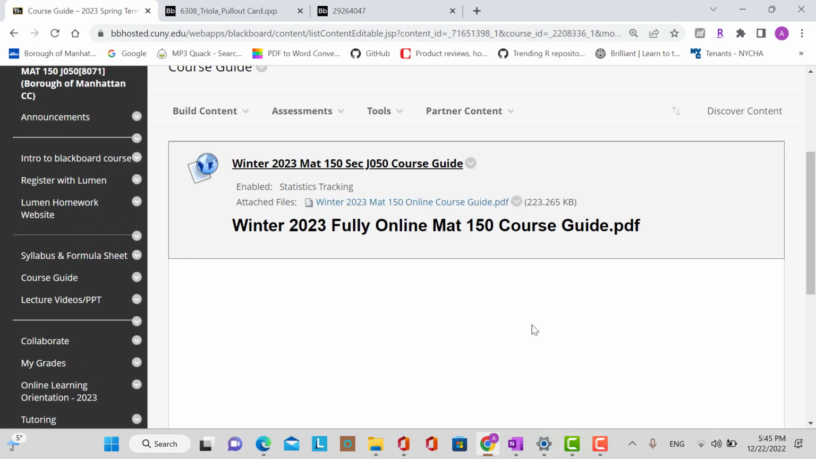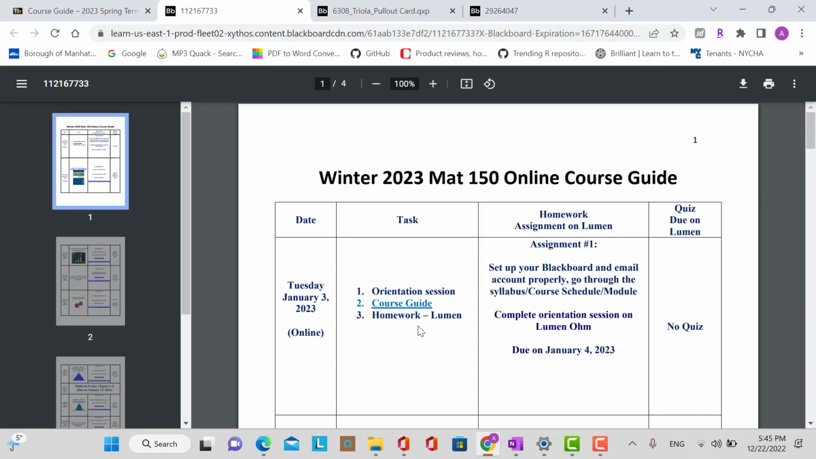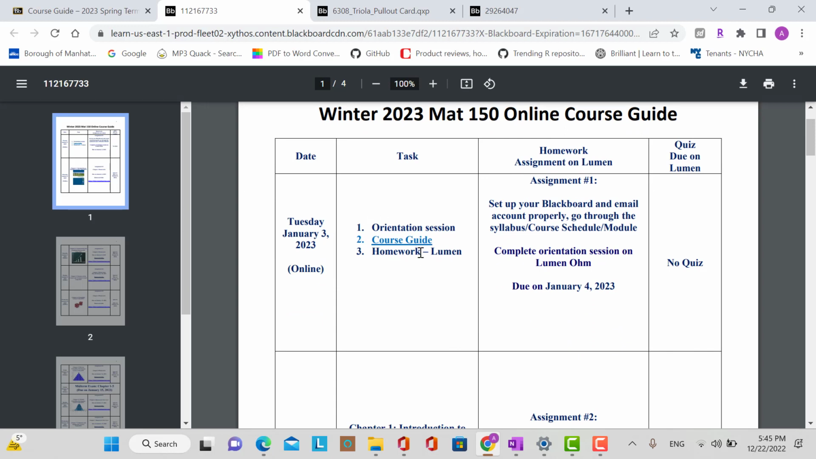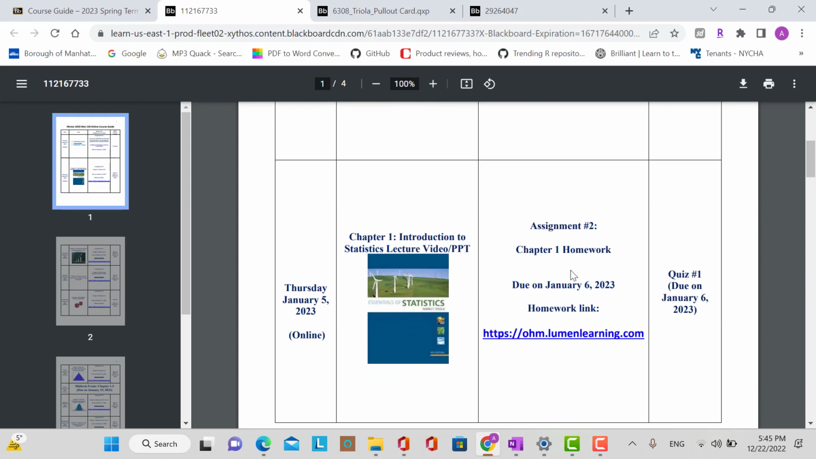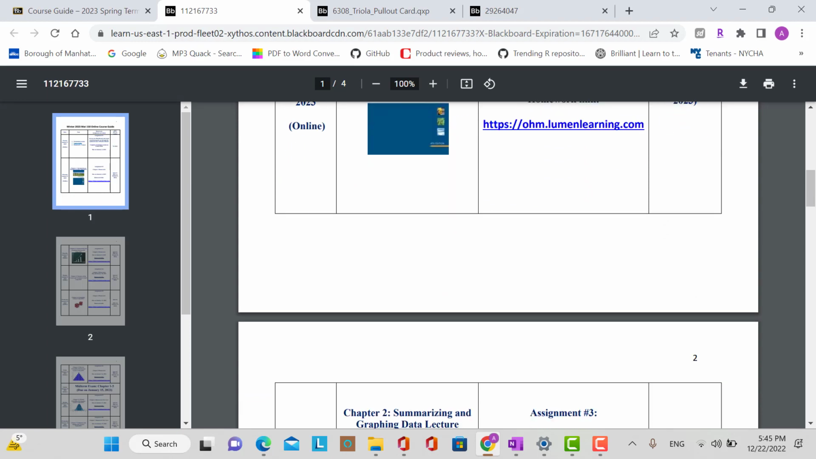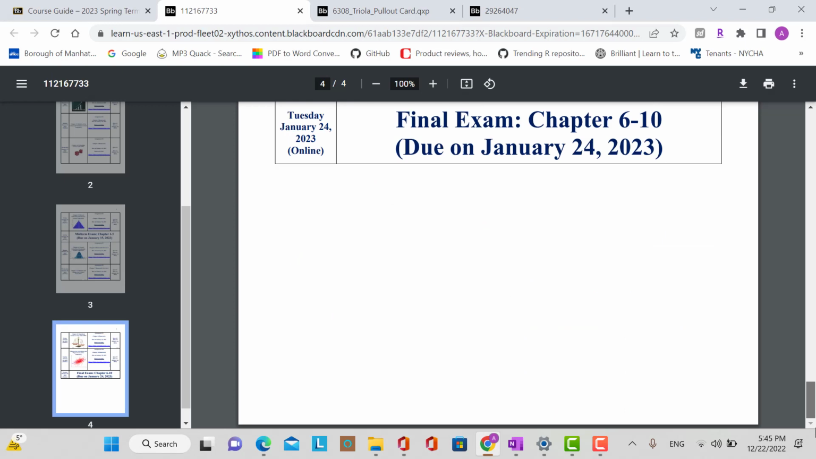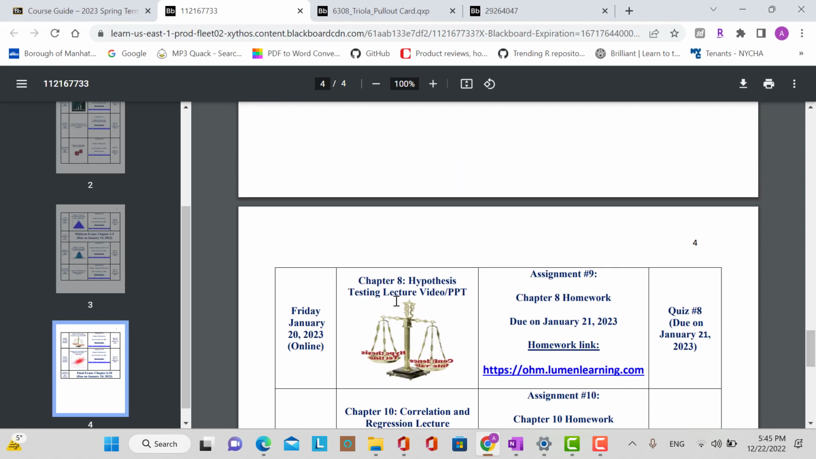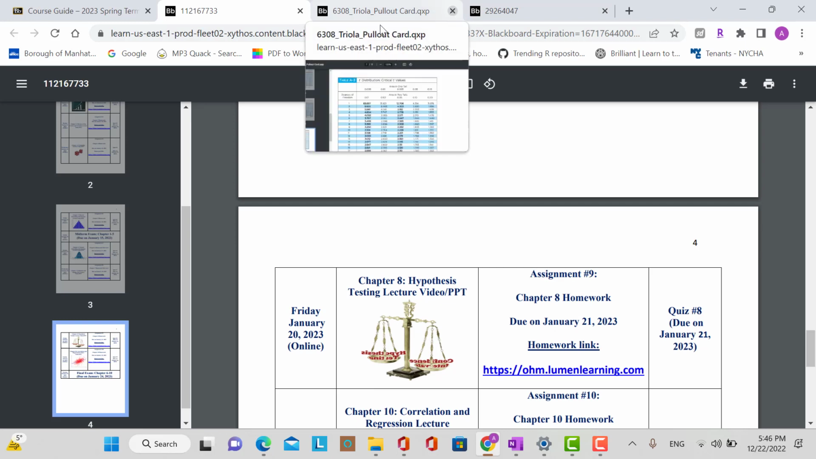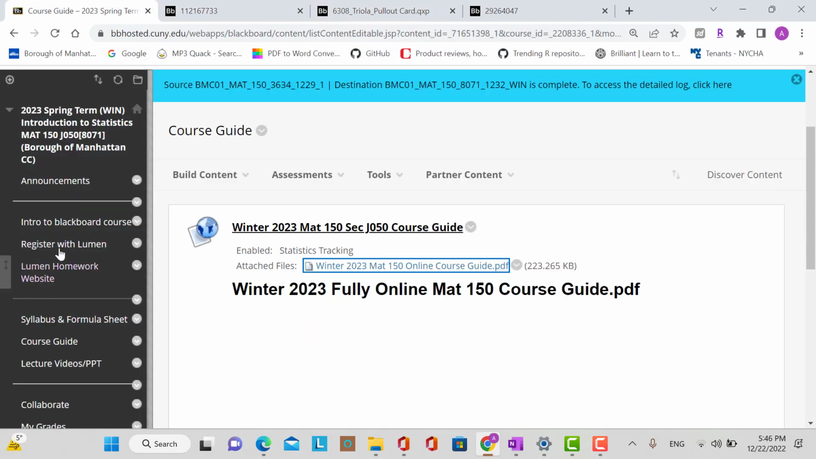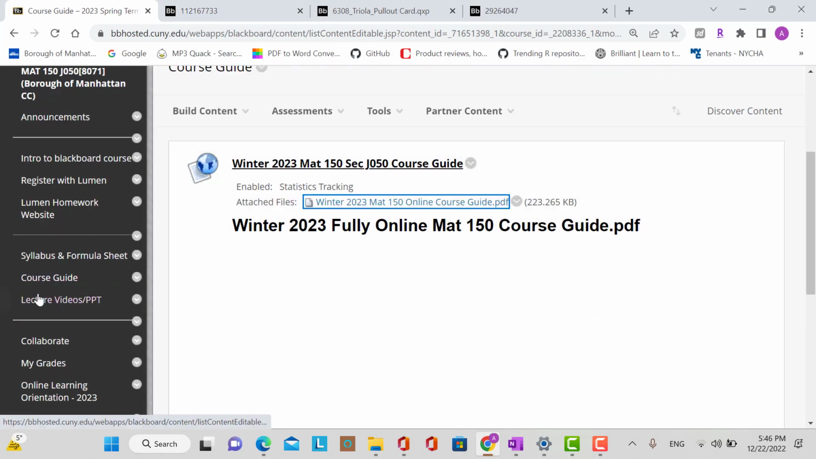In the course guide, if you open it, you basically have all the detailed information, like the due dates for all the homework assignments or quizzes, anything like that. You can follow this closely. Also, it has the dates for the midterm and final exams. It's also consistent with all the due dates in our Luma homework system. Okay, so that's the course guide.